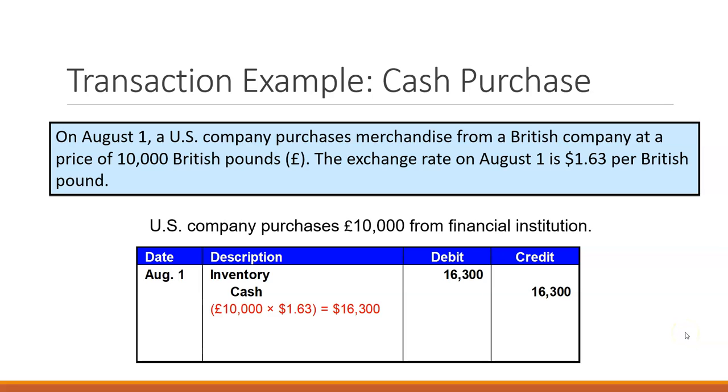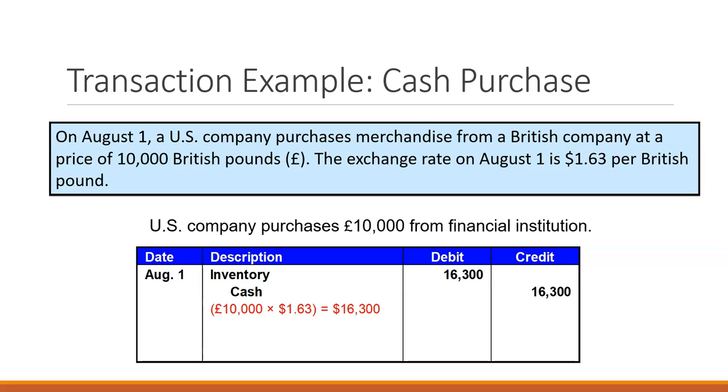When we record a journal entry, we record it in the currency of the company. So in this example, a US company has purchased merchandise from a British company. The merchandise cost 10,000 British pounds. We need to record that in the US dollar amount, as we're a US company. So the exchange rate on August 1st is $1.63 per British pound.